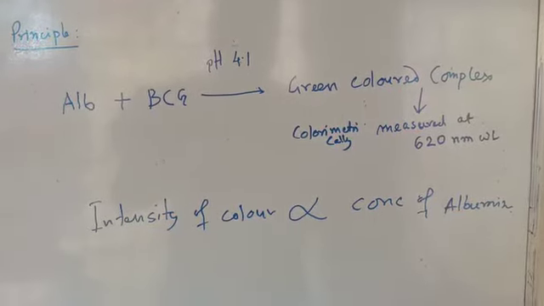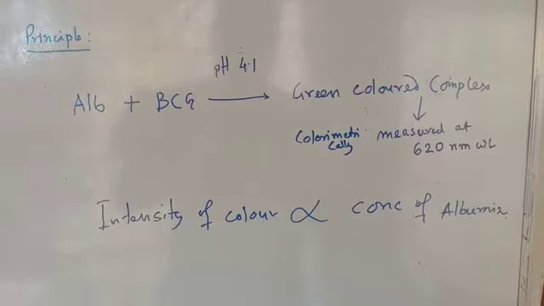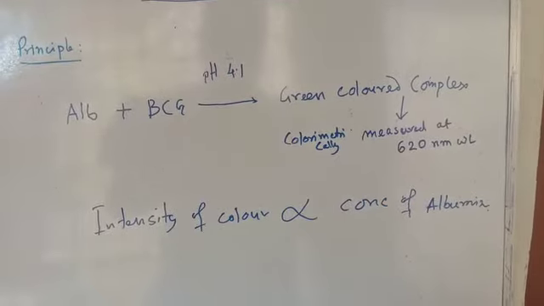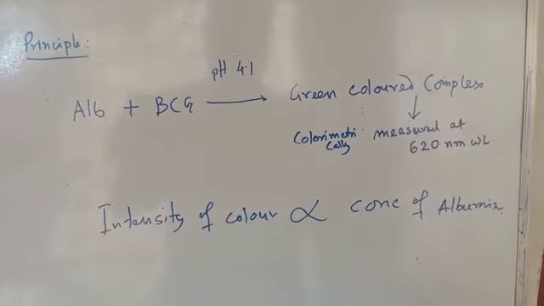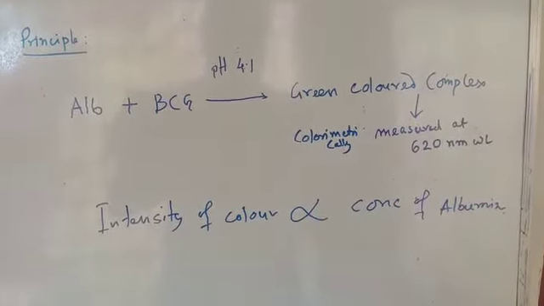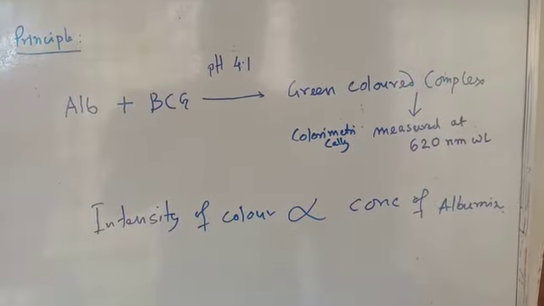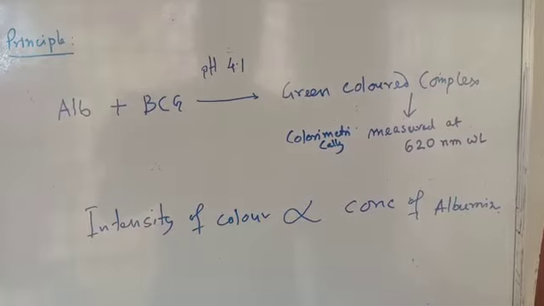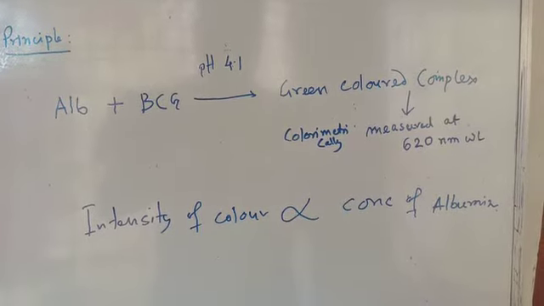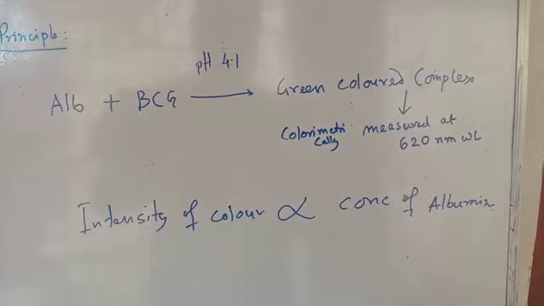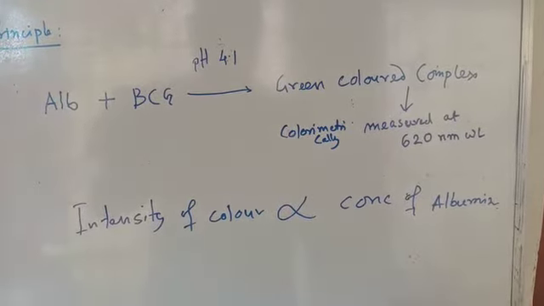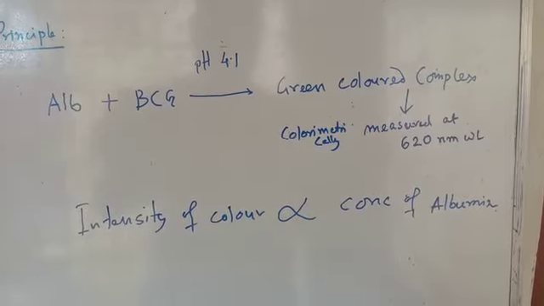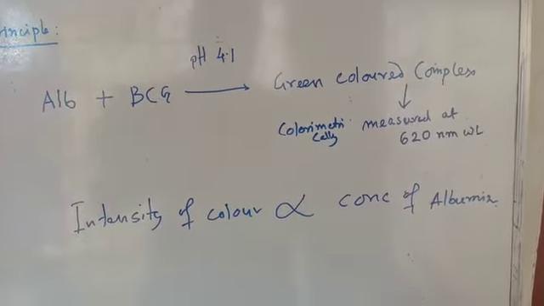Now, coming to the principle of estimation of serum albumin by bromocresol green dye method. In this method, albumin binds bromocresol green tightly and selectively at pH 4.1 to produce a green colored complex, which is measured colorimetrically at 620 nanometer wavelength, and the intensity of the color is directly proportional to the concentration of the albumin.